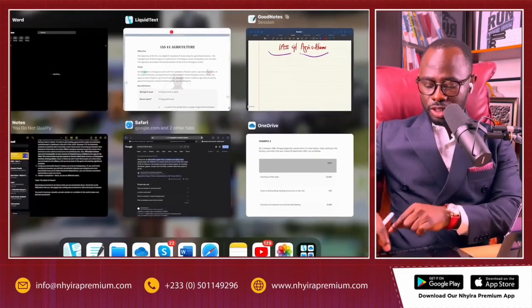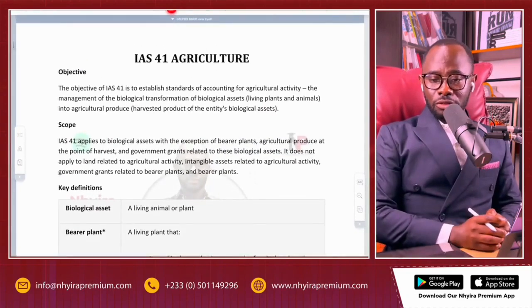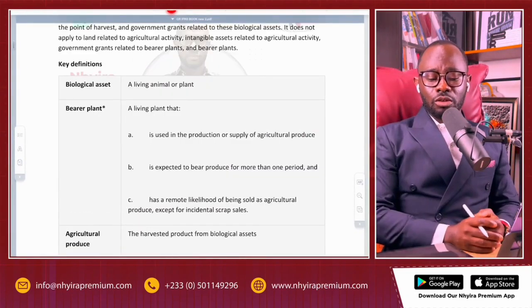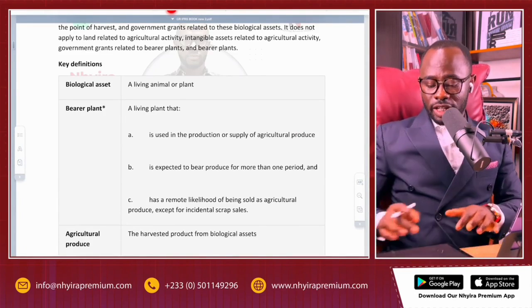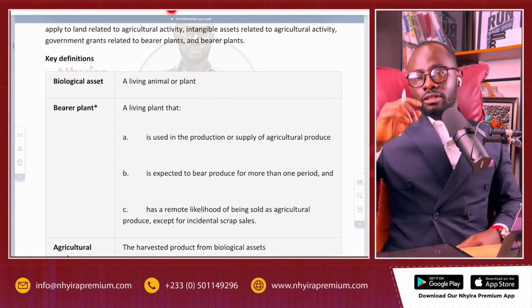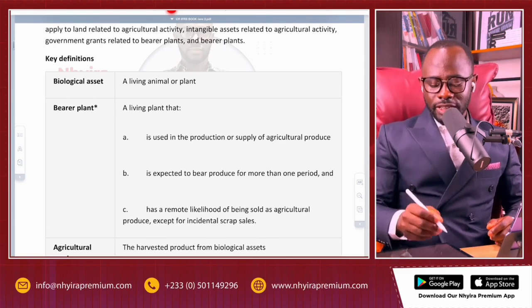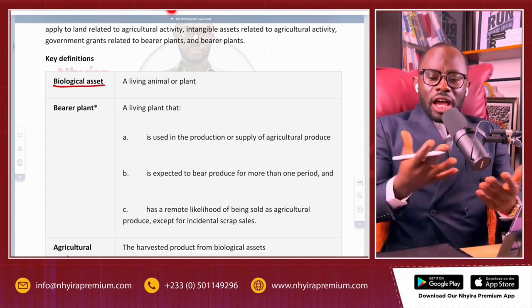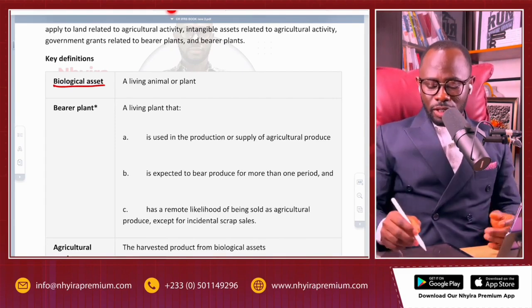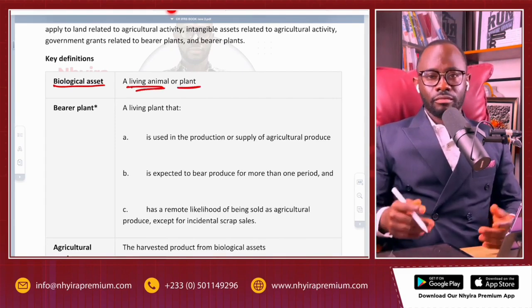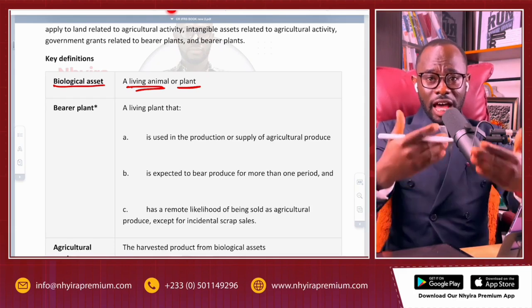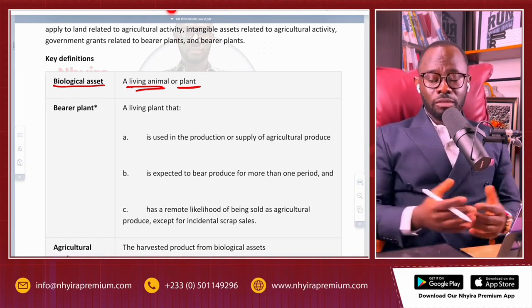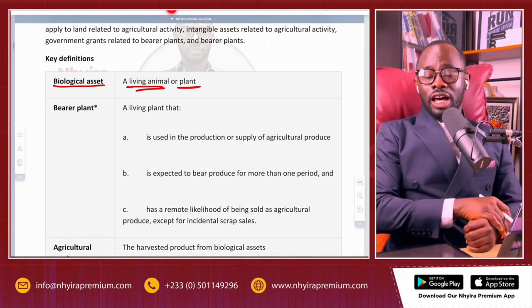So I'm going to go into our book. There are a couple of terminologies that I would want us to take quickly, then we can get excited about it. Number one is biological assets. When we say biological asset, it simply means a living animal or a living plant. That is a biological asset.